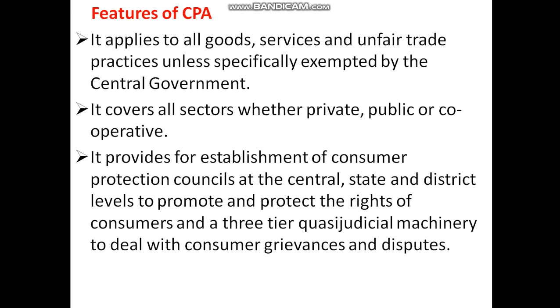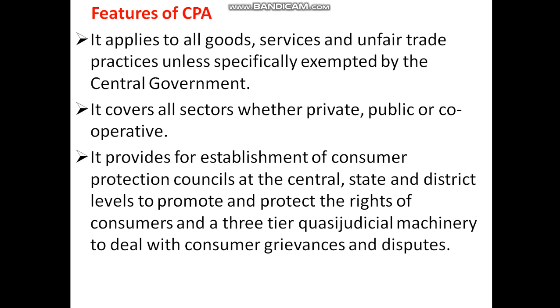Next, we will see the features of the Consumer Protection Act. It applies to all goods, services, and unfair trade practices, unless specifically exempted by the central government. Exempted means free from central government.